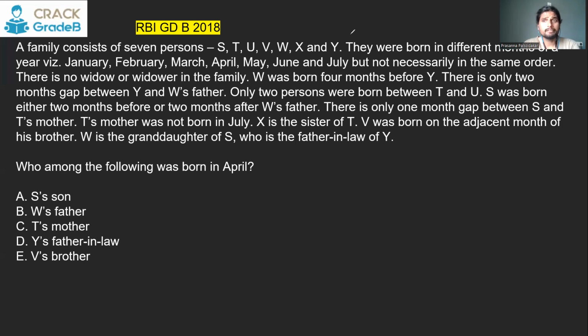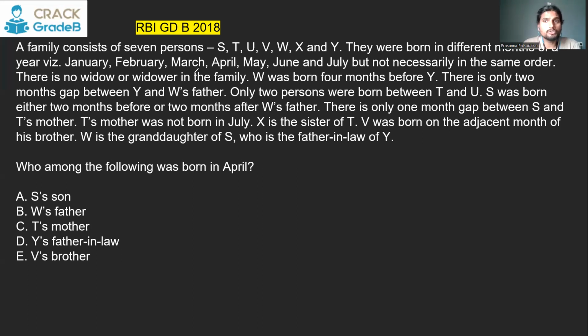Family has 7 people. They're born in different months. So obviously, they are not going to be born in the same year. If it's a family of 7 people, everybody can't be born in the same year, right? Because there are people who are granddaughter and father-in-law of each other. So it is not at all possible that they are getting born in the same year. That means the months are of different years. That is what they mean.